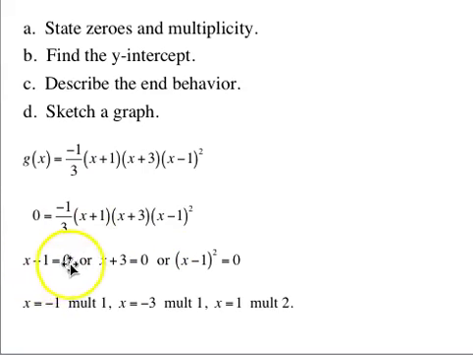So with this one, adding negative 1 to both sides, x equals negative 1 with multiplicity 1. That will pierce. x equals negative 3, multiplicity 1. Here, x equals 1, though, with multiplicity 2. That is going to bounce. So we'll keep that in mind.